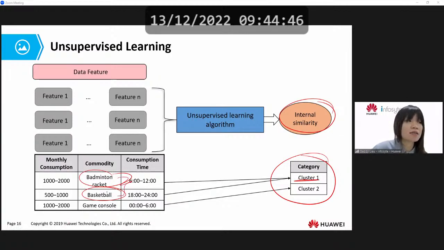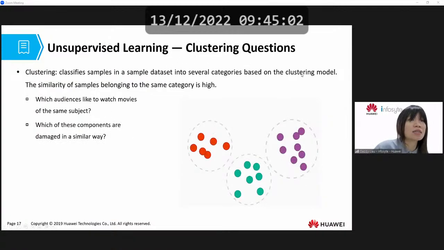Maybe it's because these two sports can be played outdoors. Maybe they are both outdoor games. So based on outdoor and indoor, they can be put into different clusters. Okay? So based on the similarities. So let's say today you want to come up with a clustering model to tell you which audience like to watch movies of the same subject.